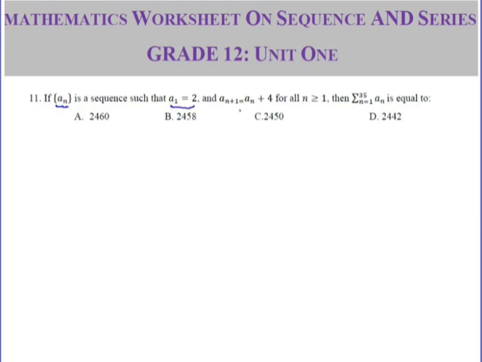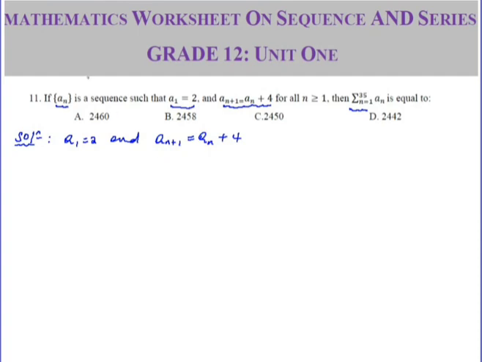If an is a sequence such that the first term is 2 and the n plus 1 term is equal to the nth term plus 4 for all n greater than or equal to 1, then the sum of the first 35 terms is equal to how much? So this sequence is an arithmetic sequence, because the first term a1 is 2 and the n plus 1's term is equal to the n's term plus 4.